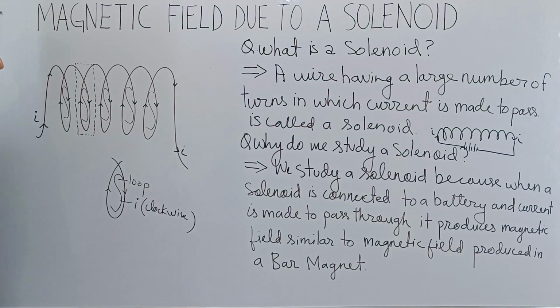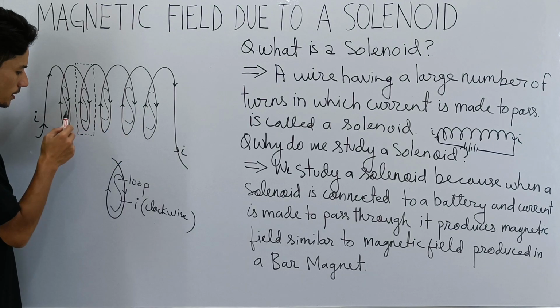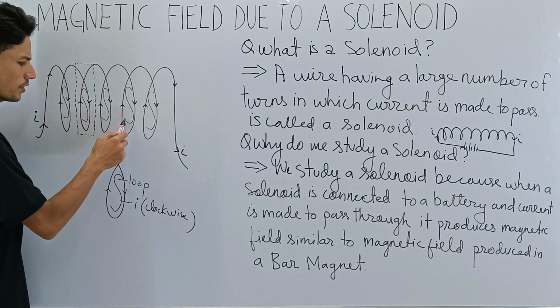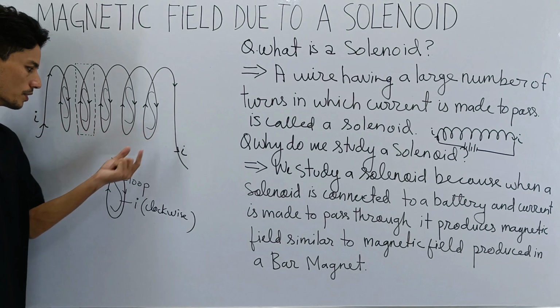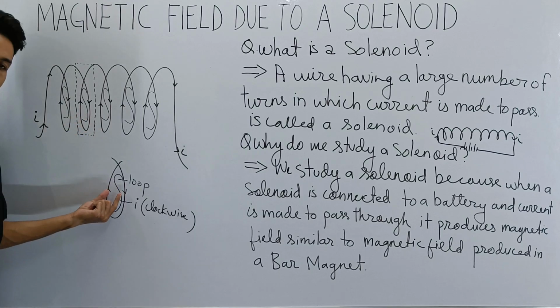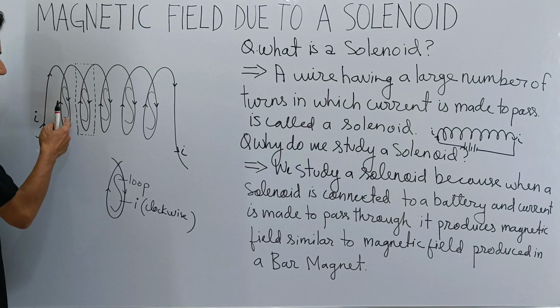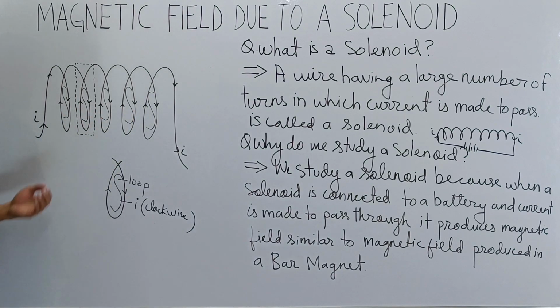Now, I hope it's clear. If you're wondering how, all of these are identical. It's not this one, this one, this one. All of these are the same only. We are studying one loop. The same thing will happen to the remaining loops. So by finding the pole of one loop, we can determine the pole of the other loops also. So the loops which you see here are all south poles.